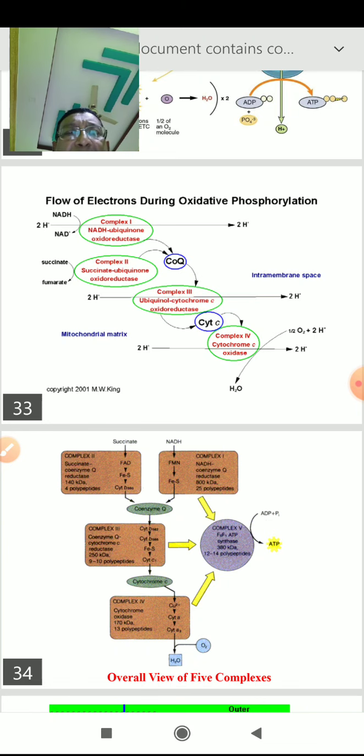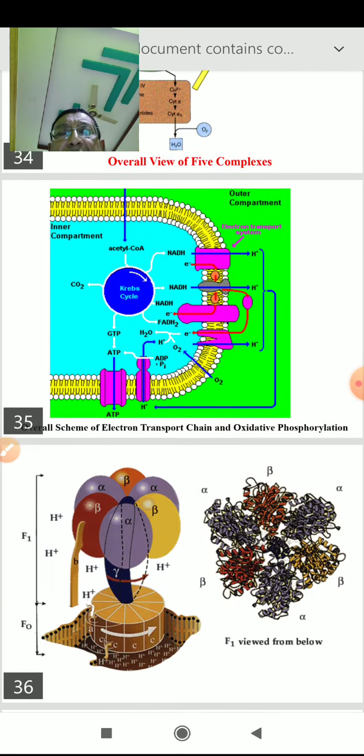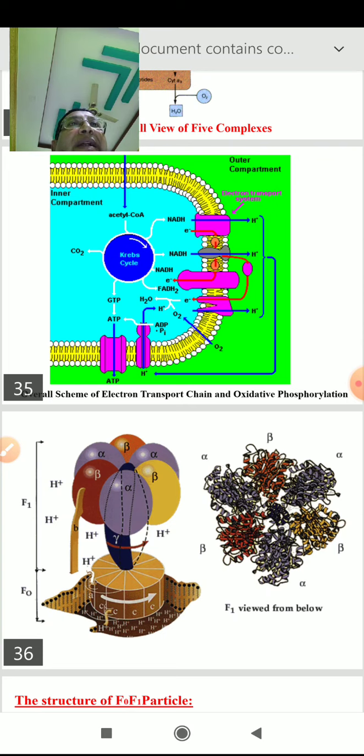I am showing in my next slides the structure of the F1 and F0 particles. Now there is the F0 and F1 particle. You see, F0 is the part of the particle which is embedded in the inner membrane of the mitochondria.